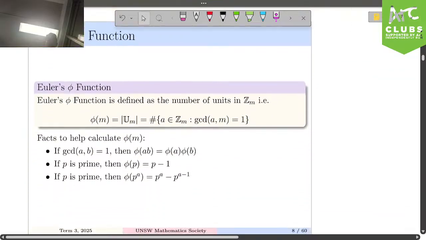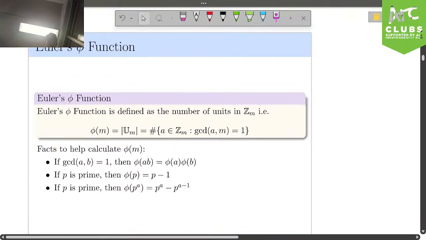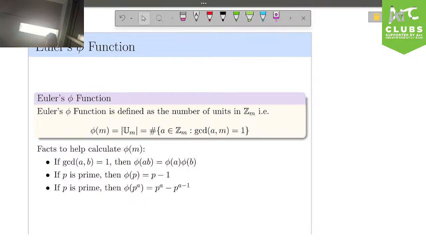All right, so Euler's phi function. This is certainly something that you're going to have to calculate at some point. Firstly, it's the number of units in Zm. That's how we're introduced to it. But how you should think about it is it's the solutions to this equation. How many solutions are there to GCD of A and m equal to 1, where A is between 0 and m minus 1, because it's in Zm? That's what phi of m calculates.